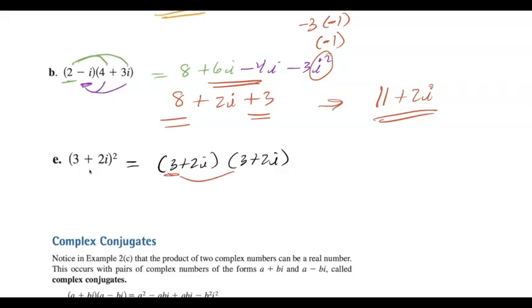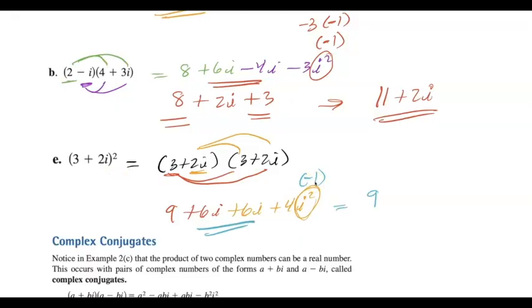So 3 times 3 is 9. 3 times 2i is 6i. 2i times 3 is 6i. 2i times 2i is 4i squared. I have an i squared again, so we have to change that to a -1. Keep in mind they're being multiplied, not added. So I'm going to get 9 plus 12i minus 4. It's 4 times -1, not 4 minus -1. So -4. Add up like terms. You get 5 plus 12i. So there we go. That's how you multiply them.